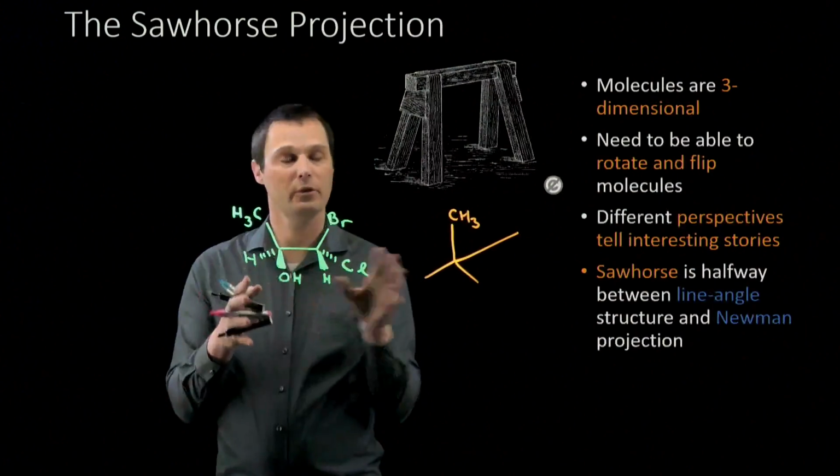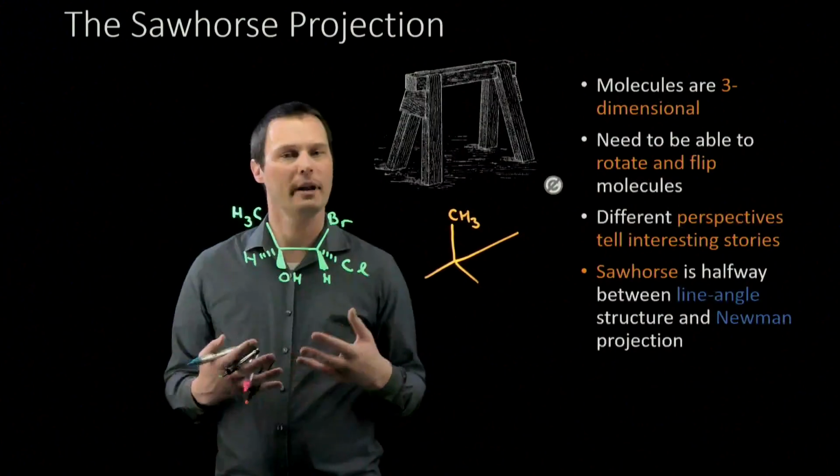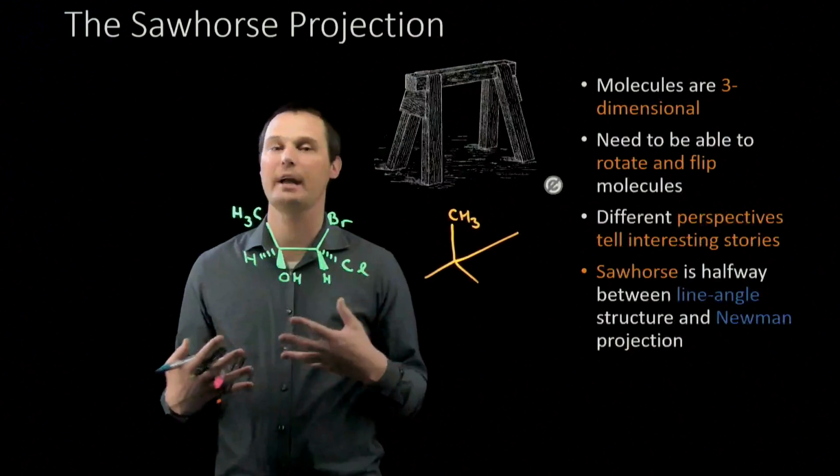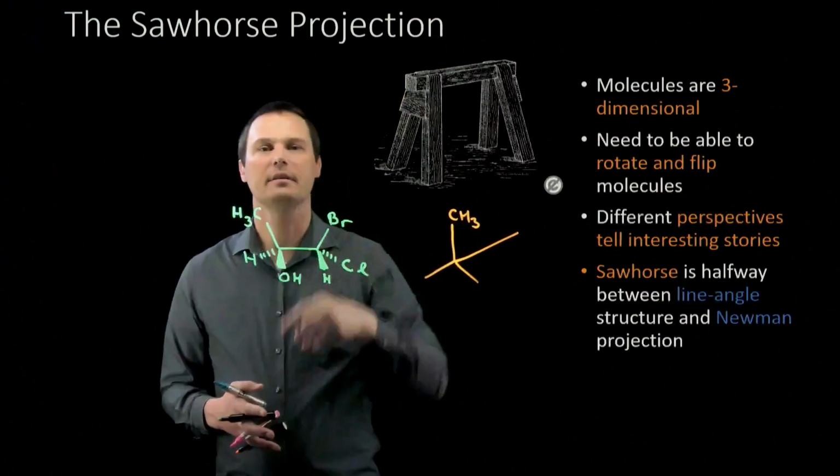You need to be a little bit careful when you add these wedge and these dash groups to these sticks on this molecule. Remember, it's a perspective drawing. We are not allowed to change the molecule, we're just changing our perspective of the molecule. This stick on the left will be kind of like this plank on the left in this Sawhorse projection.